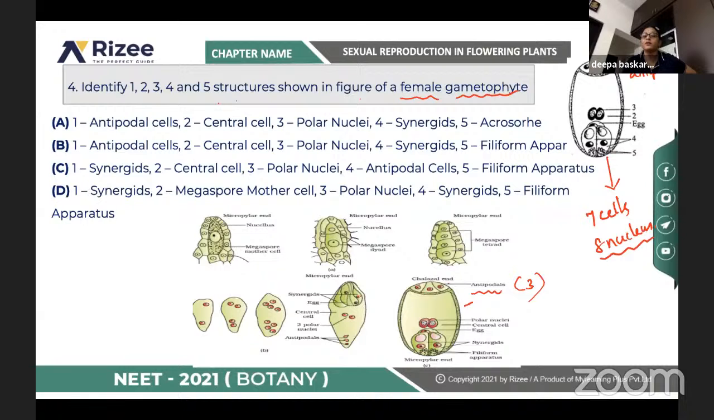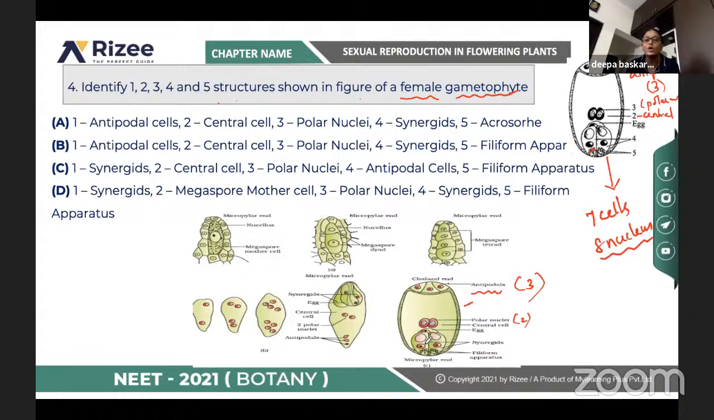How many in number? 3. And number 2, this is the central cell. The size of the central cell is actually big, which is having 2 polar nuclei present. So totally 3 antipodal cells. Number 2 is the central cell, which is having number 3, polar nuclei. How many? 2 polar nuclei are present. Okay, and again, what is this finger-like projection? 3 we have completed now.